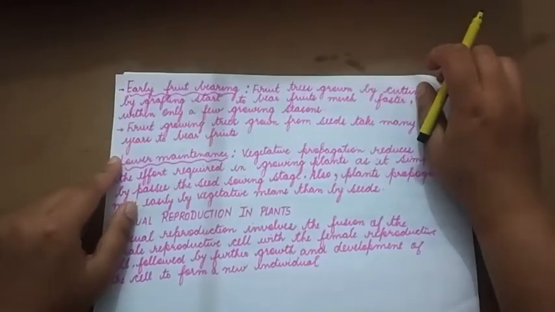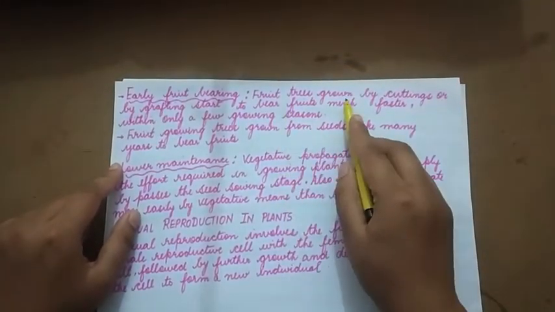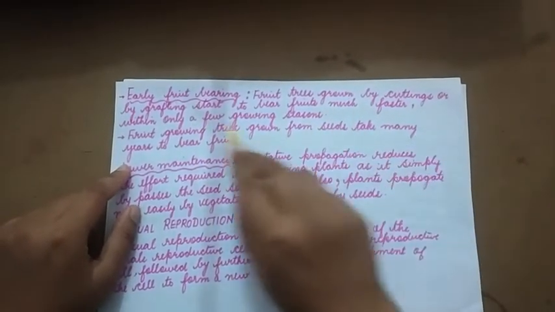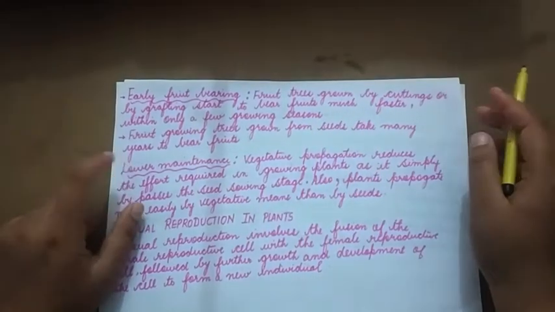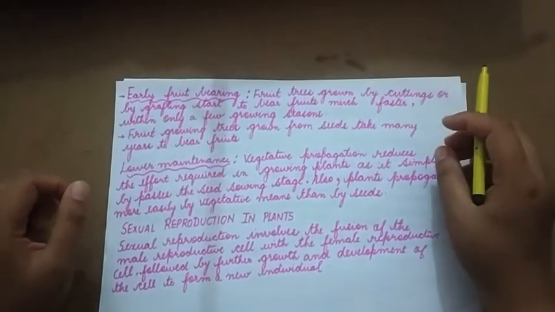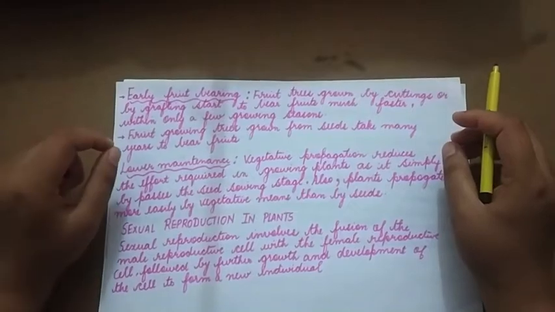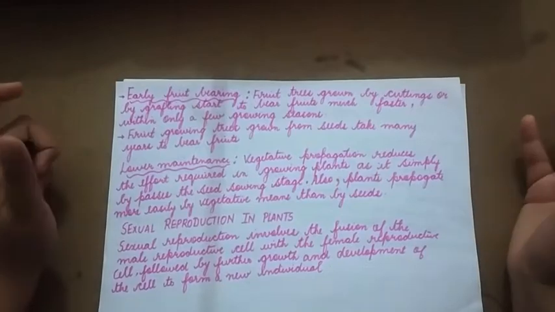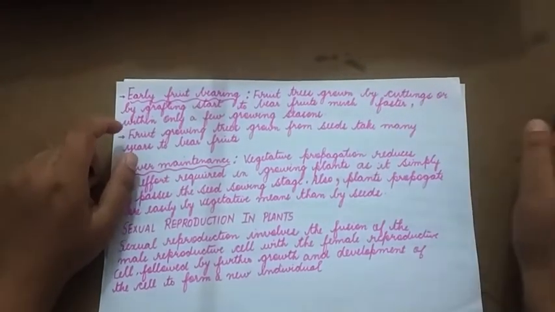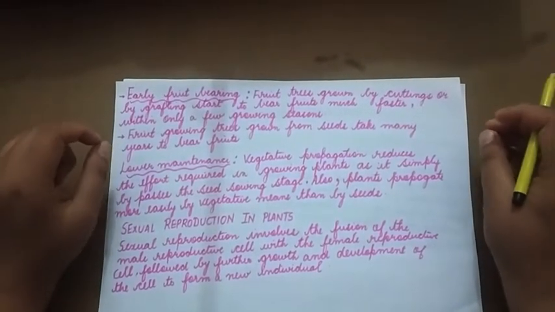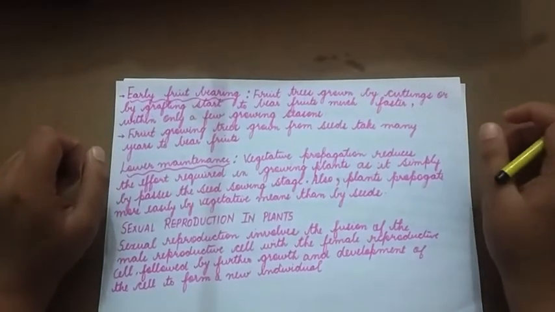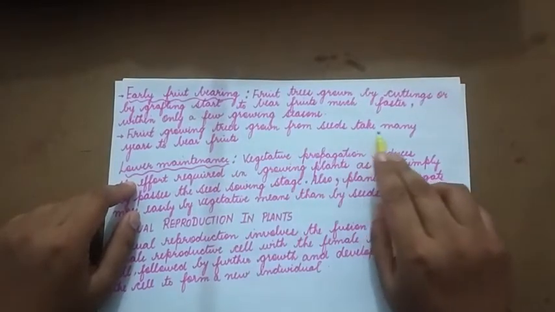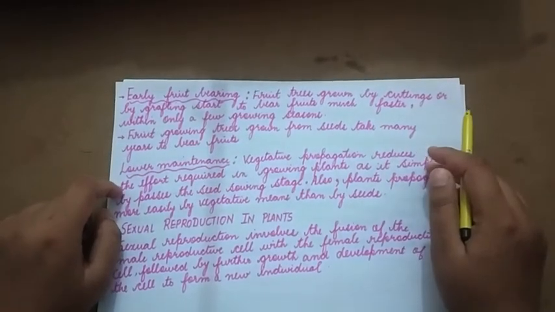Then early fruit bearing. Fruit trees grown by cutting or by grafting start to bear fruits much faster, within only a few growing seasons. If you need to take a seed, plant it, then slowly it will germinate, it will form a plantlet, then slowly it will form a tree. So it is a very long procedure, whereas grafting and cutting is a much faster technique. Fruit trees grown from seeds take many years to bear fruits.